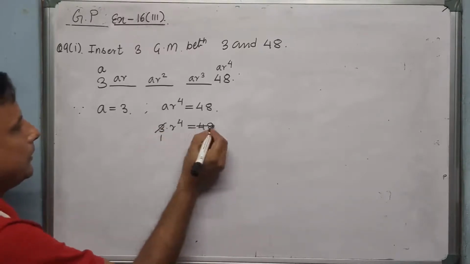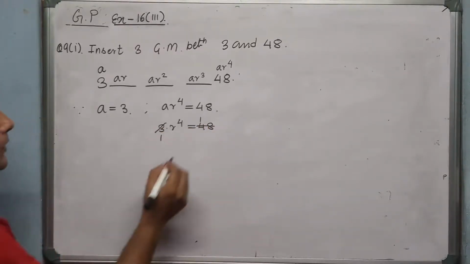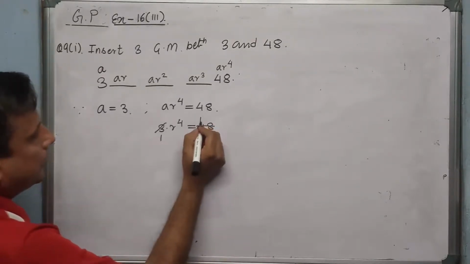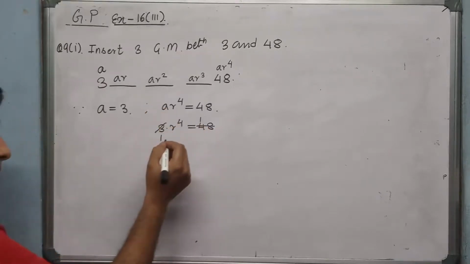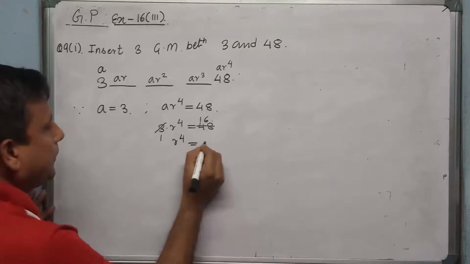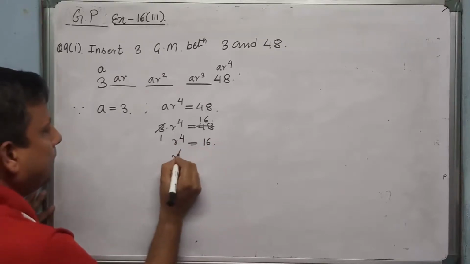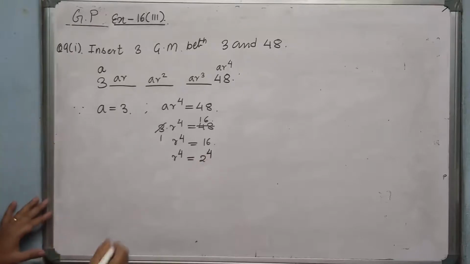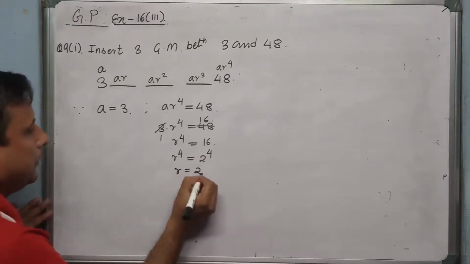3 ones are 3, 3 sixes are 18. R to the power 4 is equal to 16. That means R to the power 4 is equal to 16, which we can write as 2 to the power 4. The 4s get cancelled, R is equal to 2.